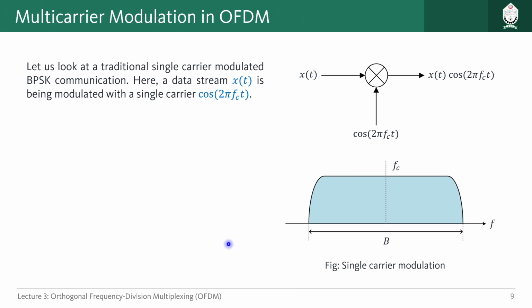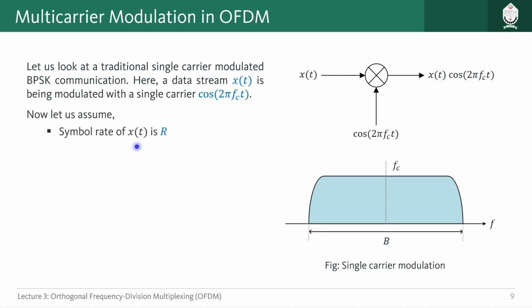So first, let's discuss how multi-carrier modulation works in OFDM. Let us say we have a signal x of t that we want to transmit, and we are using traditional methods like single carrier BPSK communication. We have the signal x of t, and we use a single carrier centered at frequency fc, so cos 2 pi fc t will modulate our x of t, and finally that modulated signal will be transmitted to our channel.